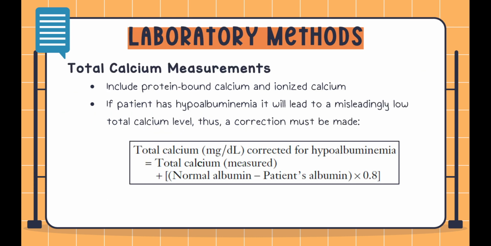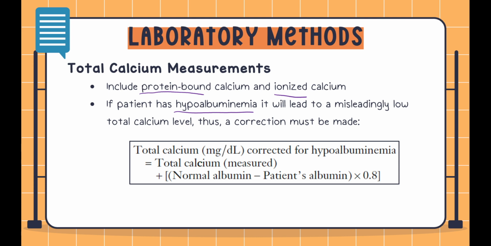So now we go to the laboratory methods for your calcium concentrations. For total calcium concentration measurement, when we say total calcium, it involves measuring both your protein-bound and your ionized calcium. As I have mentioned, since around 40 to 50% of calcium is bound to protein, especially your albumin, any changes in your protein or albumin concentration could also affect the level of your calcium.